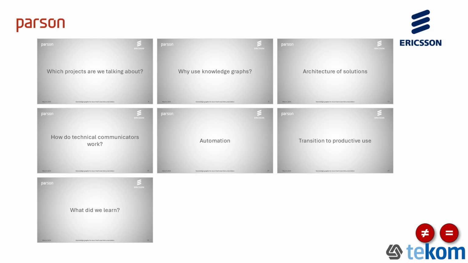This is the rough outline of our presentation. So first we want to introduce the projects we are talking about, and the projects being the Endress+Hauser and Parson project with knowledge graphs, and then the Ericsson project. And then we want to compare both with regard to several aspects. For example, why we use knowledge graphs, what is the system architecture we use, how do technical writers work, and so on. And at the end, we will also tell you what we learned, and it will turn out that we actually learned very similar things.